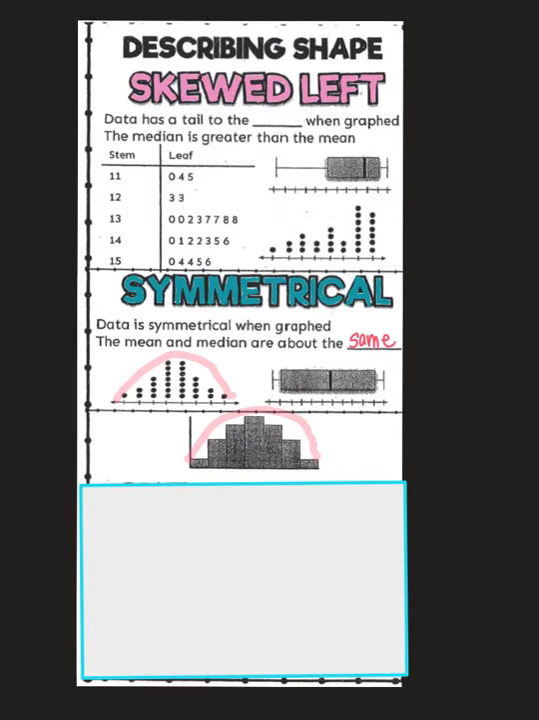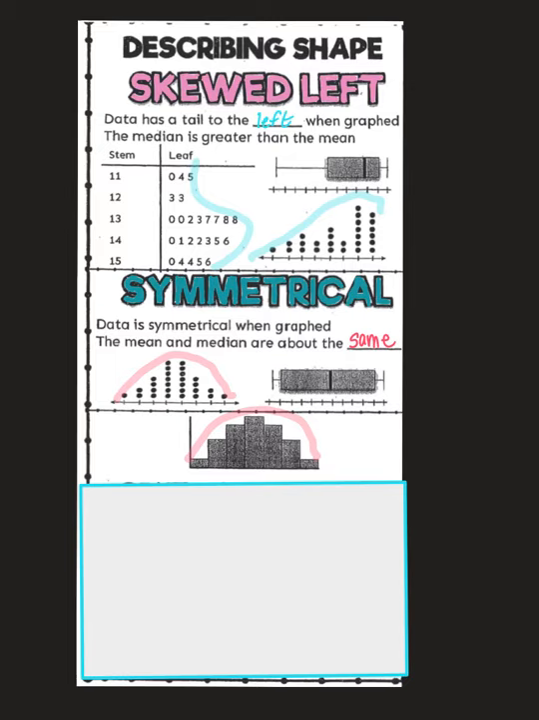So what if it's not symmetrical? Well, it can be skewed left. Skewed left means data has a tail to the left when graphed. That means the median is greater than the mean. So what that means is I'm going to have less data on the left. So notice here it's more spread out over here on the box plot because there's less data. So it's going to take up more room because it's spread out. Over here, I have a tail to the left. And even here, this way, it's kind of like a tail going up. That means that it is skewed left.